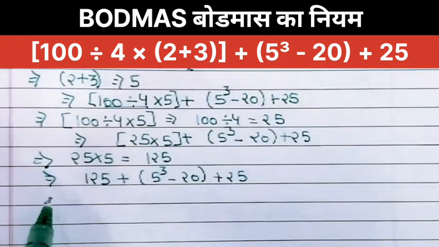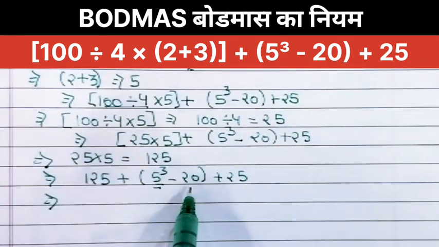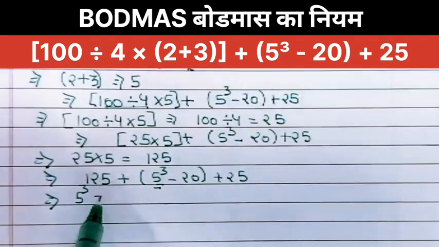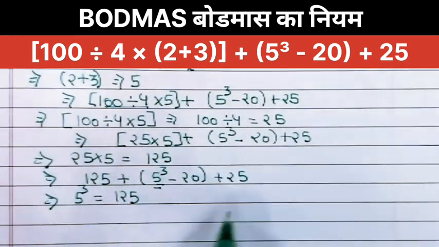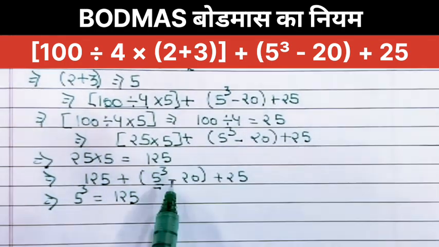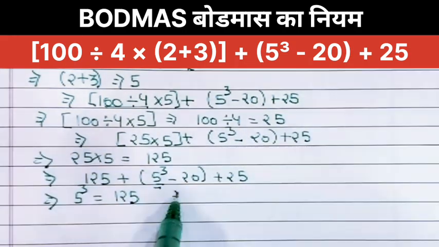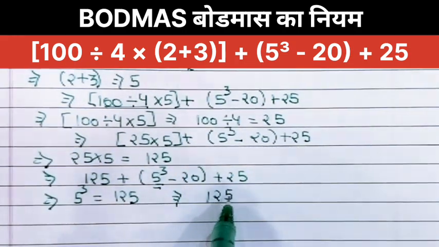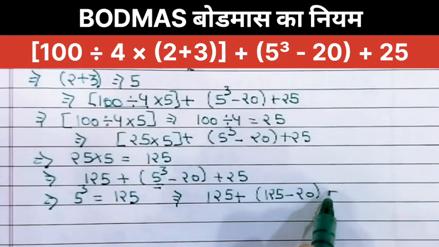Move to the next step. Second, order, exponents: now evaluate the exponent 5 cube inside the remaining bracket. Now 5 cube is equal to 125. According to this step, before we can solve the subtraction inside the bracket, we must evaluate the exponent, the order, according to O in the BODMAS. And now the current expression becomes 125 plus 125 minus 20 plus 25.